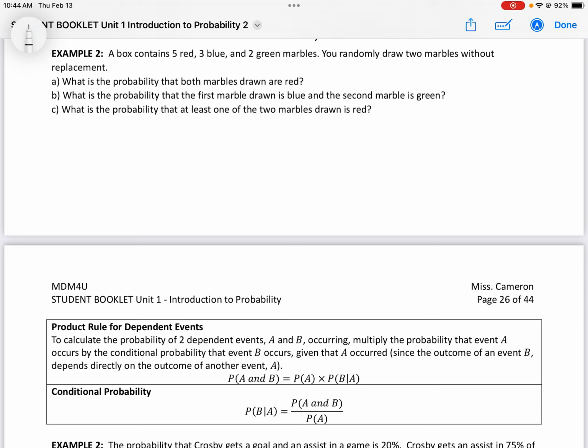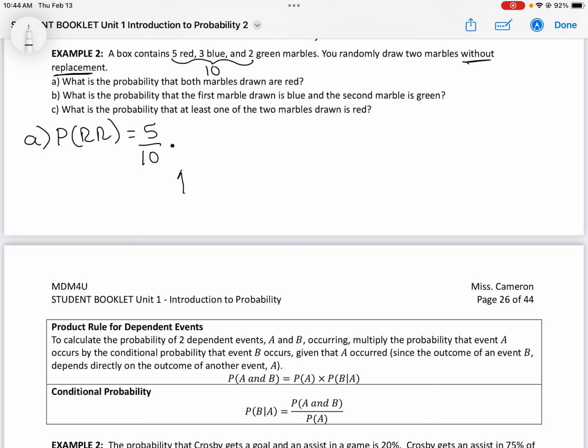Example 2. A box contains 5 red, 3 blue, and 2 green marbles. You randomly draw 2 marbles without replacement. So that's big here. A, what is the probability that both marbles drawn are red? So red and red. Here's the situation: originally, we have 5, 3, and 2, which is a total of 10. So 5 marbles out of 10.